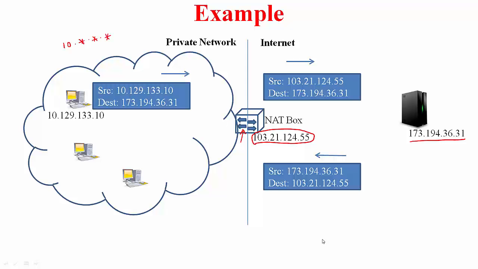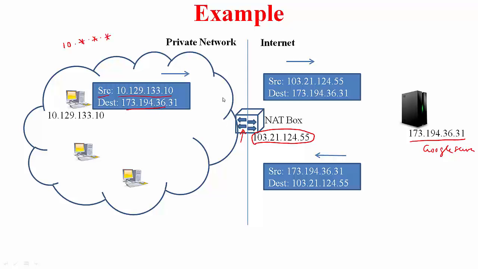103.21.124.55 is actually the address that IITB uses to interact with the external world. And this is the address of a Google server. Address translation is rather simple. So this host, when it wants to talk with the server, it will create an IP datagram with the source set equal to its IP address, which is equal to this, and the destination equal to the Google server, and it is going to send this packet.